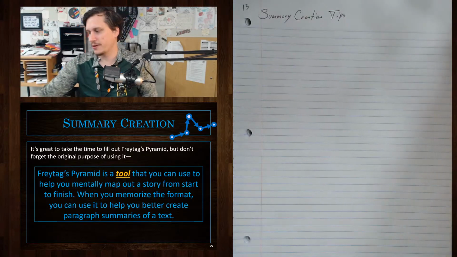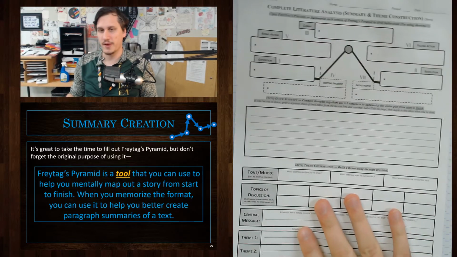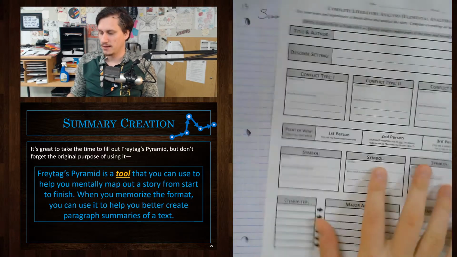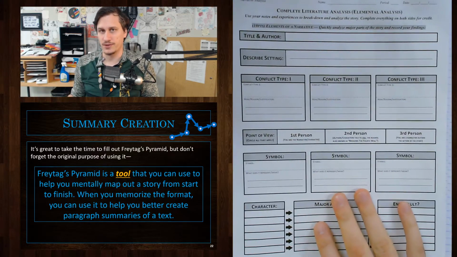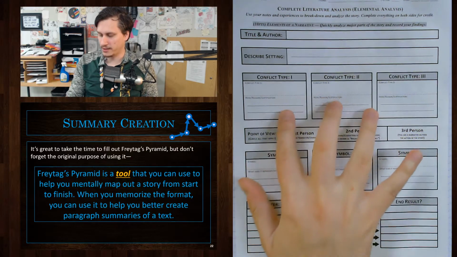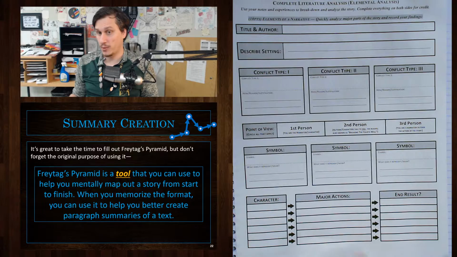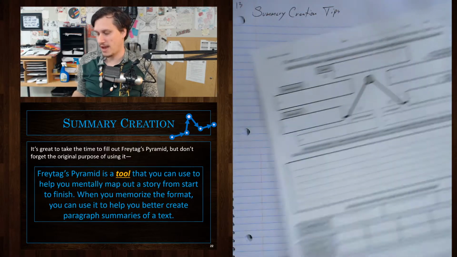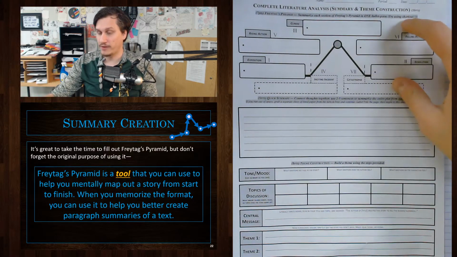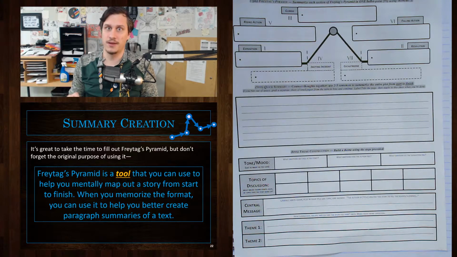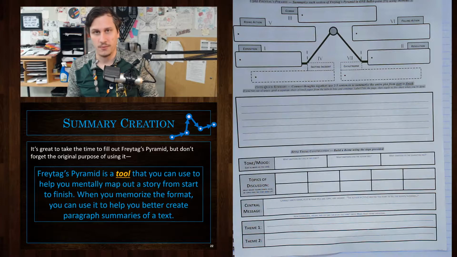In my classroom, when my students are performing Freytag's pyramid, they have to fill out a document that looks like this. They have to analyze all the elements of a story. They have to pull out 3 conflict types, give me 3 symbols, and give me a character list, what happens to the characters and what ends up happening to them in the end. They have to do the full Freytag's pyramid, a paragraph summary, and give me 2 themes. That sounds like a lot of work, right?